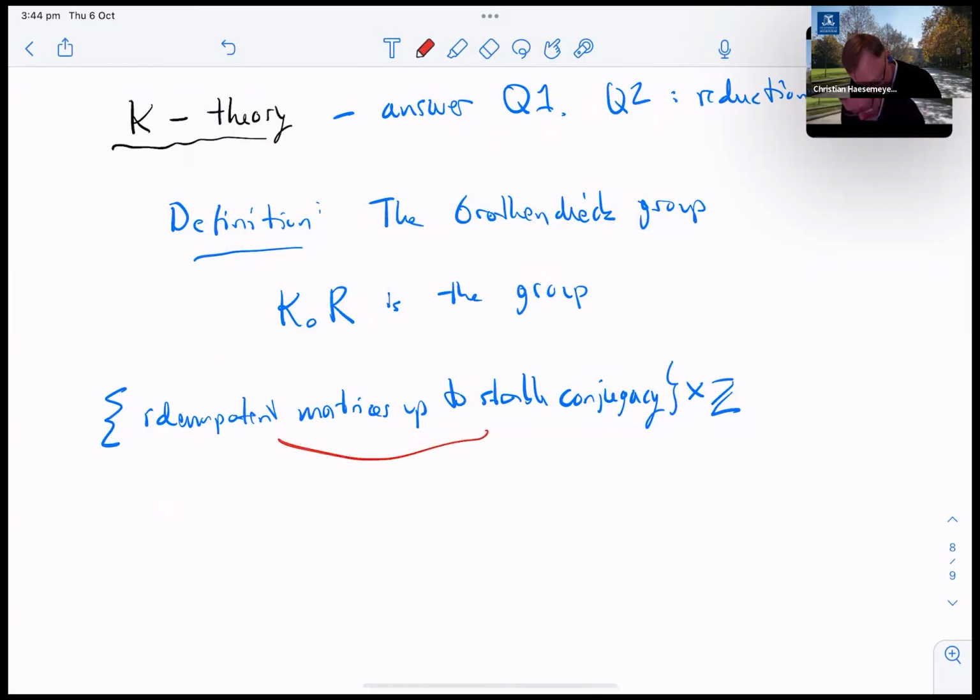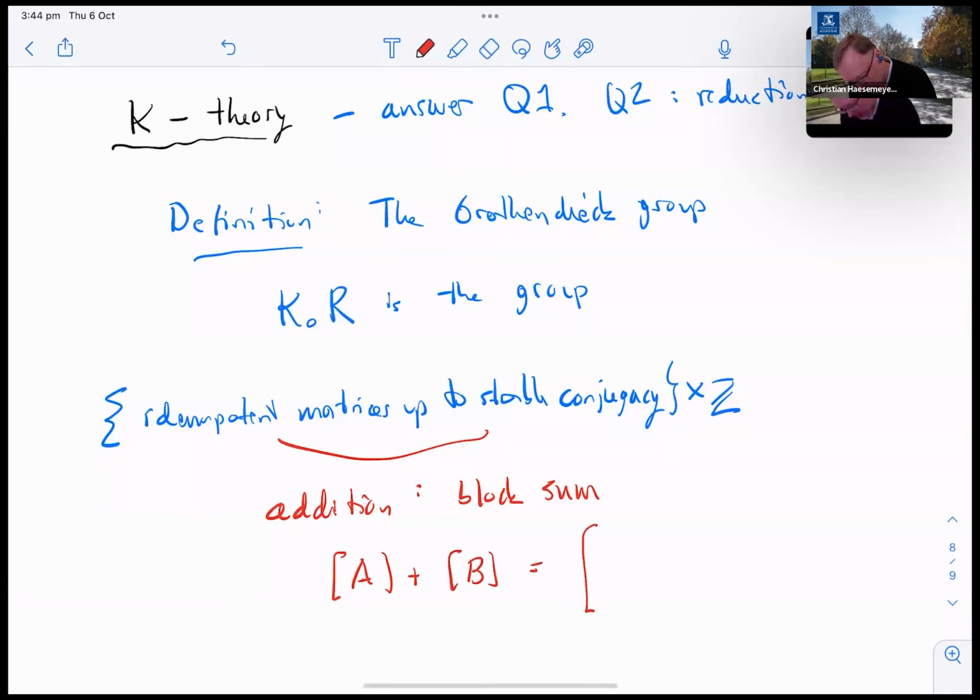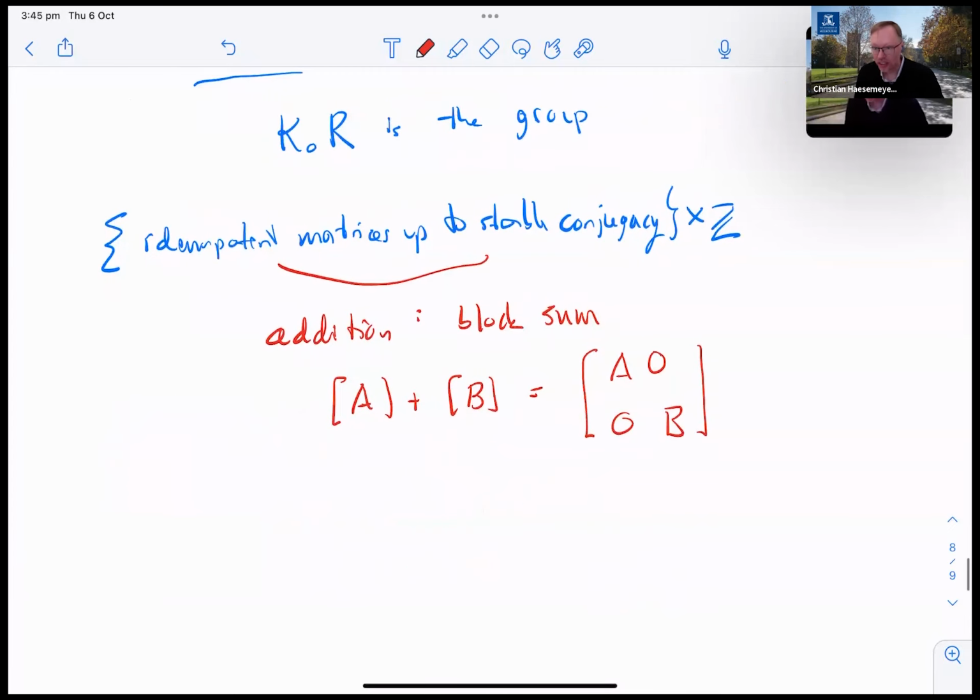And what's the addition here? Addition is just block sum of matrices. So the equivalence class of an idempotent matrix A plus the equivalence class of an idempotent matrix B is defined to be the idempotent matrix like this. And this is not a commutative operation, but stably it is a commutative operation, because stably I'm allowed to switch the columns and rows around.